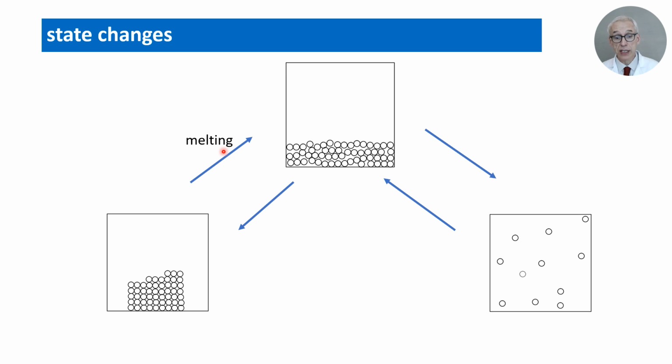Solid to liquid is melting. Liquid to gas, evaporation, or a special case of evaporation, boiling. Gas to liquid is condensing. And liquid to solid is freezing. Now these occur at particular temperature points. Can you name them? Pause, come back to check against mine.